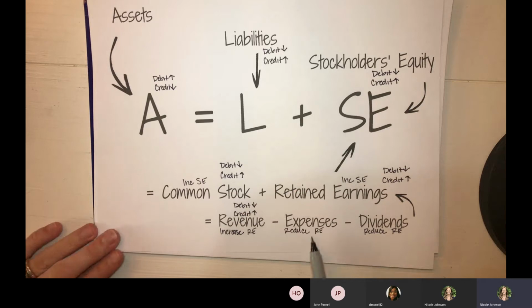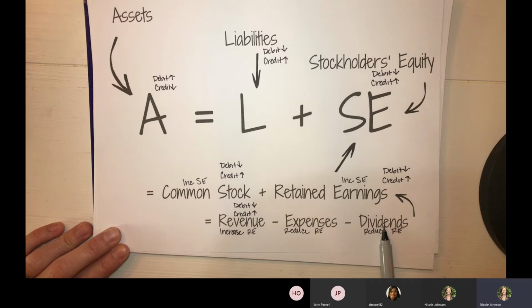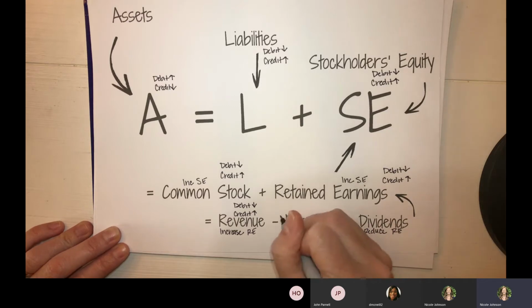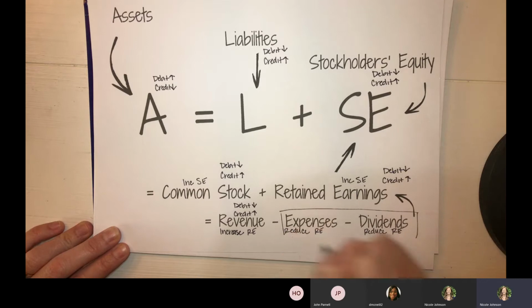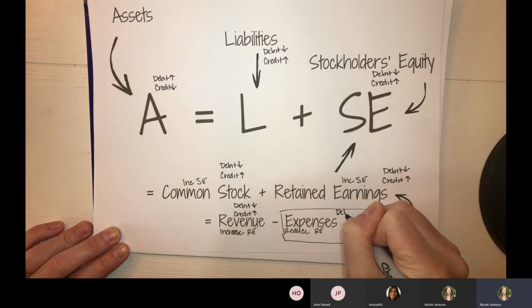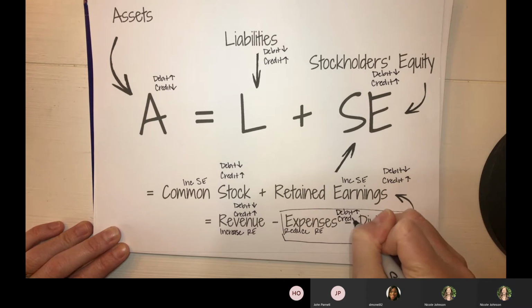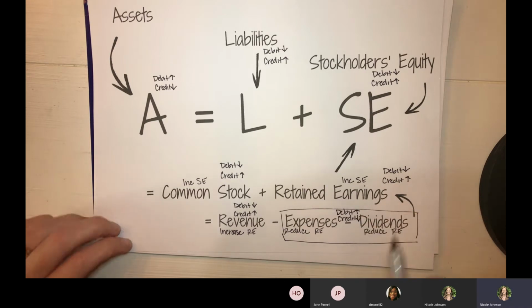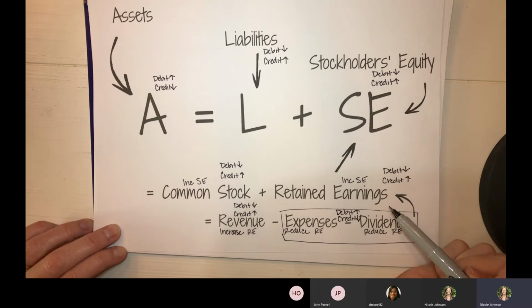Now, expenses and dividends both reduce retained earnings. So they have an opposite effect when they increase on retained earnings. These two are like special ones, okay? Both of these will increase with a debit and decrease with a credit. And this is because of their impact on retained earnings.